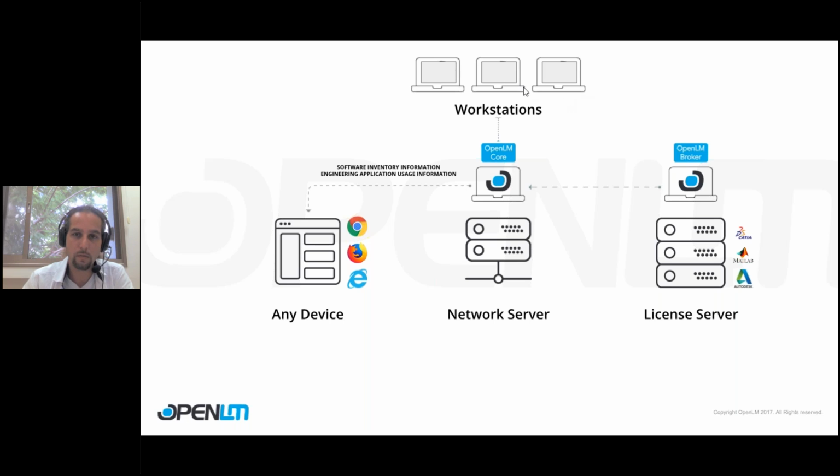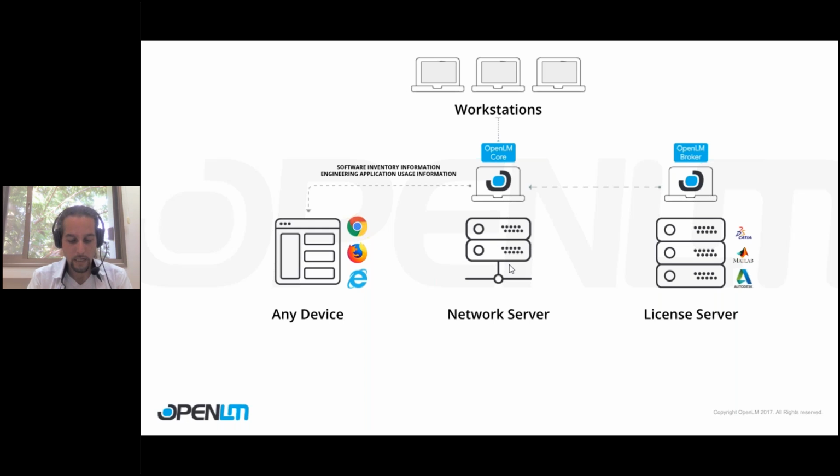Now, the workstations themselves can also connect to the OpenLM core, as you can see here. And it provides the data of the OpenLM agent. The OpenLM agent is installed on those workstations. So the data is sent out to the OpenLM core. The app manager itself also sits on a network server and uses a broker, but I'm not going to dive too deep into it. It pretty much works as the middleman between the agent and the OpenLM core. It adds a lot in the middle.